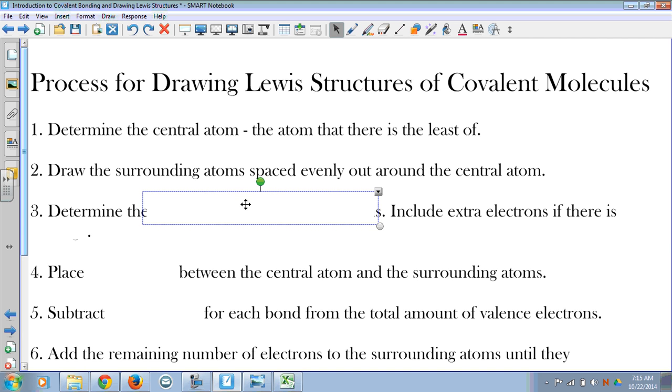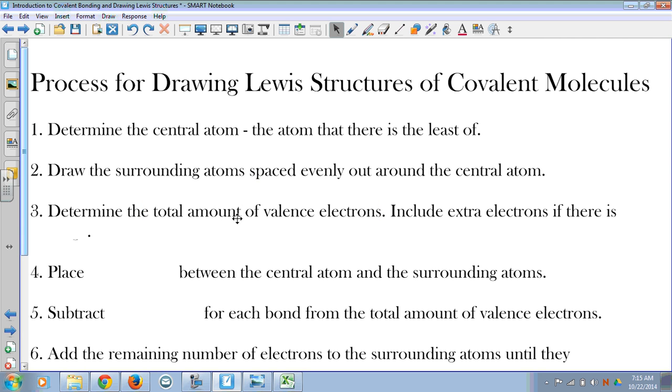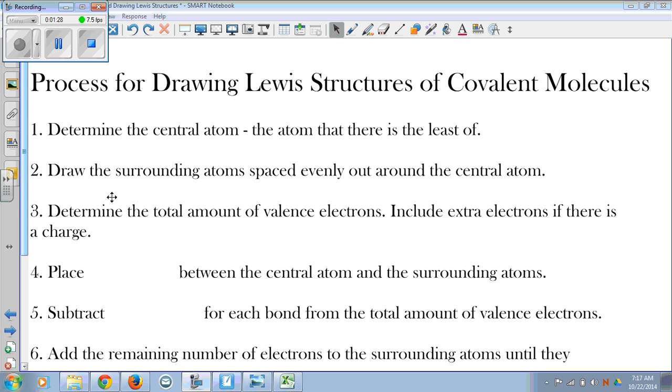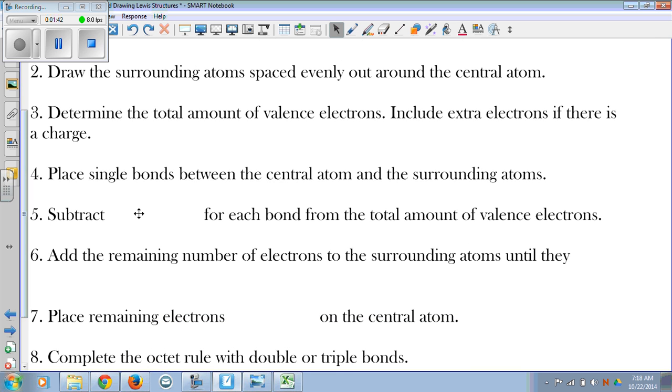After you do your layout, the next step is to determine the total amount of valence electrons. Now, it's important: you have to include extra electrons if there is a charge. And we'll see what that looks like when we do an example. The next step is to place single bonds between the central atom and the surrounding atoms. So you're just going to draw on those straight lines that we talked about. After you draw on your straight lines, remember, each bond represents 2 electrons. So you have to subtract that from your total amount of electrons.